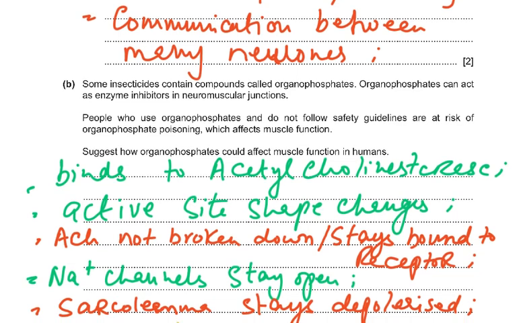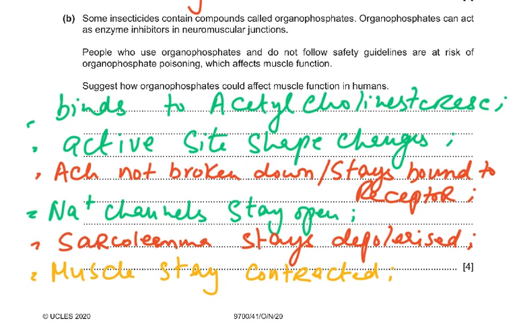Some insecticides contain compounds called organophosphates. Organophosphates can act as enzyme inhibitors in neuromuscular junctions. People who use organophosphates and do not follow safety guidelines are at risk of organophosphate poisoning, which affects muscle function. Suggest how organophosphates could affect muscle function in humans. Binds to acetylcholinesterase. They told you they can act as enzyme inhibitors, and we have been talking about the enzyme acetylcholinesterase.